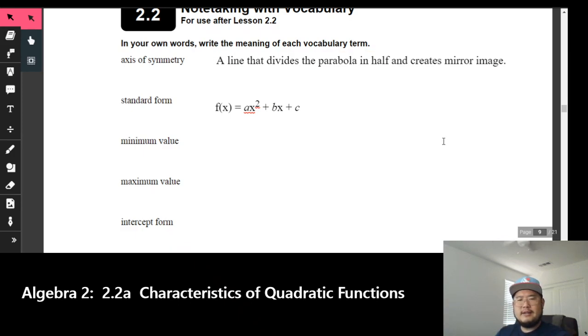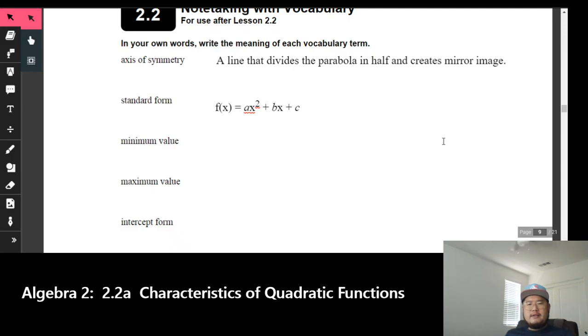Let's go ahead and take a look at section 2.2. We're going to split this up into two parts. So this is 2.2a, which is characteristics of quadratic functions. To start off with, let's take a look. First vocabulary term we have is axis of symmetry.